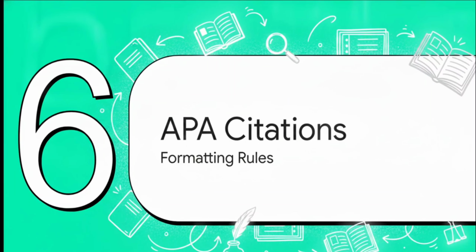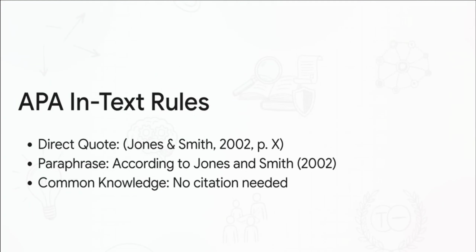Section 6. APA Formatting and Citations. We've reached the final mechanical step of the journey, standardizing all those credits we're giving out. When you're using APA style, the rules are pretty clear-cut. For a direct quote, you need the author's name, the year, and the exact page number, like, quote, Jones and Smith, 2002, page X. If you're paraphrasing, just the name and year will do the trick. Oh, and a fun fact, if it's considered common knowledge, like the fact that the Earth is round or the Canadian Confederation happened in 1867, you don't actually need to cite it at all.